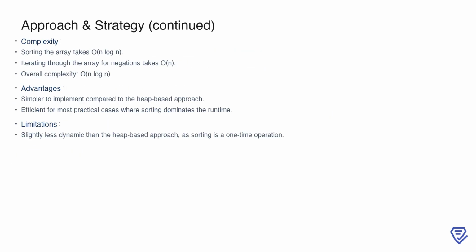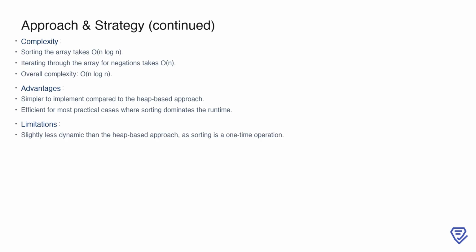The sorting-based approach has its own set of benefits and trade-offs. Sorting the array takes O(n log n), and iterating through it for negations adds an additional O(n), resulting in an overall complexity of O(n log n). This makes the method efficient for most practical scenarios where sorting is the dominant factor. It is also simpler to implement compared to the heap-based approach, as sorting is a one-time operation.